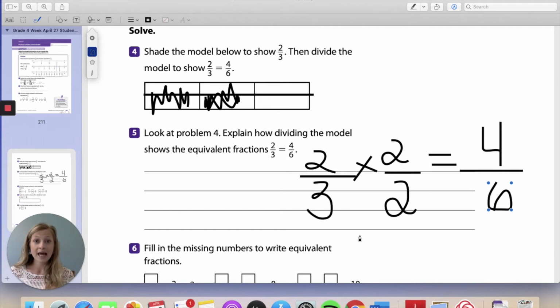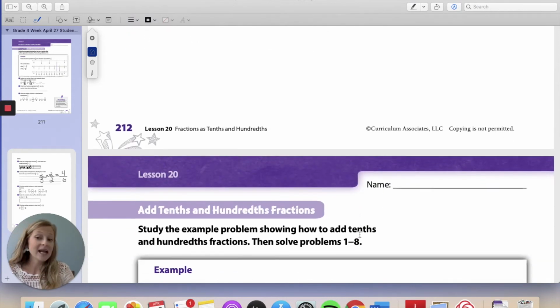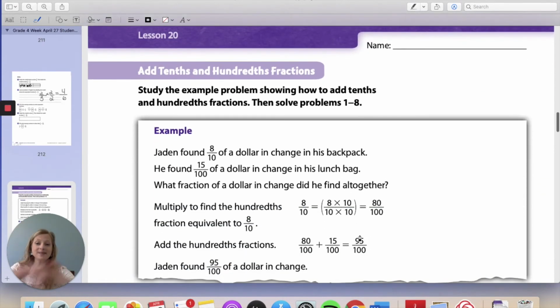Now we're going to get to the part of our lesson which is about the relationship between tenths and hundredths fractions. Now we spend so much time on learning about tenths and hundredths fractions and their equivalency to each other. They give a great example here about this problem about Jaden and the money he has in his backpack, and I recommend you read through that and go through it. It is so helpful.